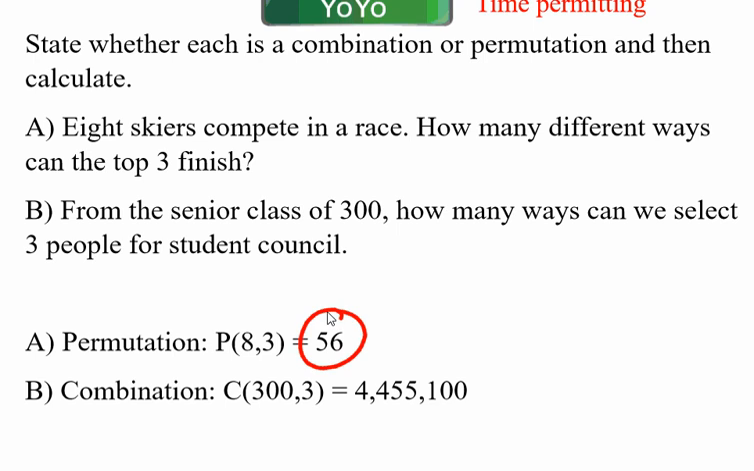From the senior class of 300, how many ways can we select 3 people for student council? Well, just being selected is important. There is no order here. So it's a combination. 300 choose 3. It would be 4,455,100. And that completes today.